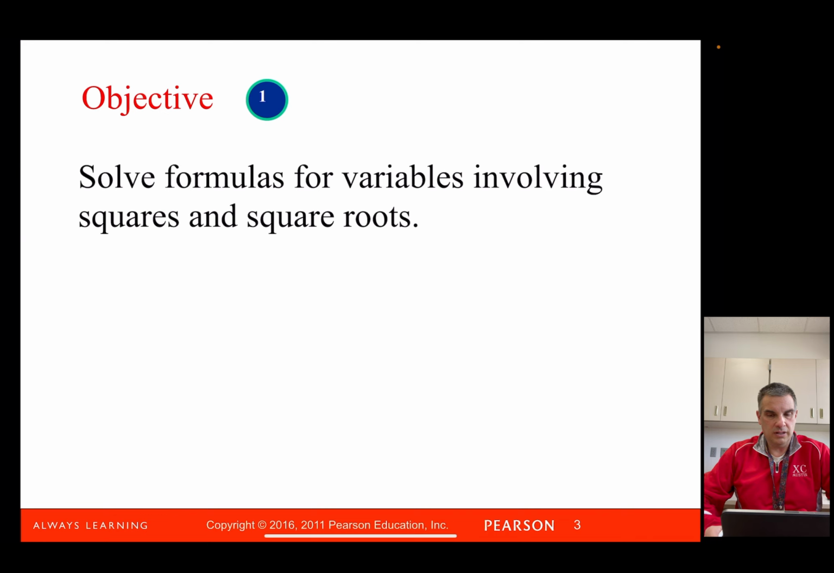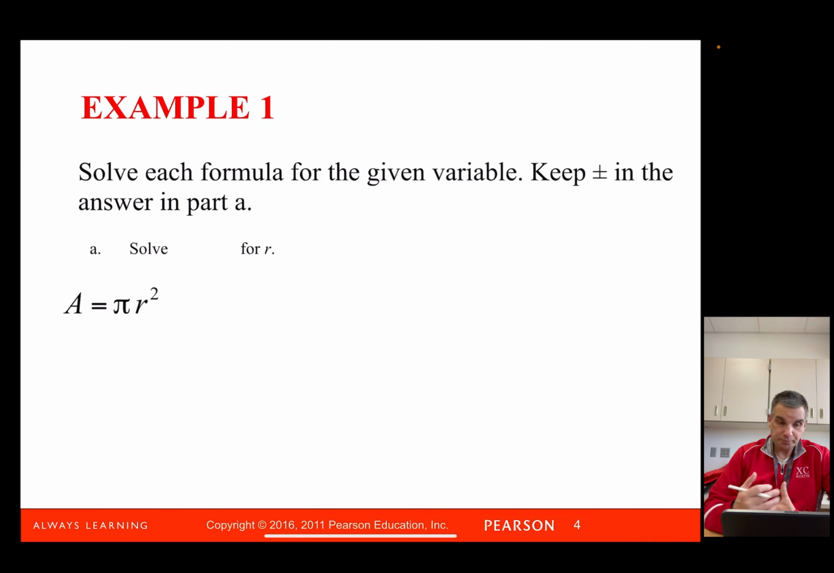So let's start out with solving formulas for variables involving squares and square roots. Essentially what we're going to do with this objective is solve the equation for a given variable. In this case, we're going to solve for r. We're going to isolate that r on one side of the equation and see what it equals, so that if we are trying to find r later on, we could just plug into the formula instead of manipulating the formula with numbers in it.